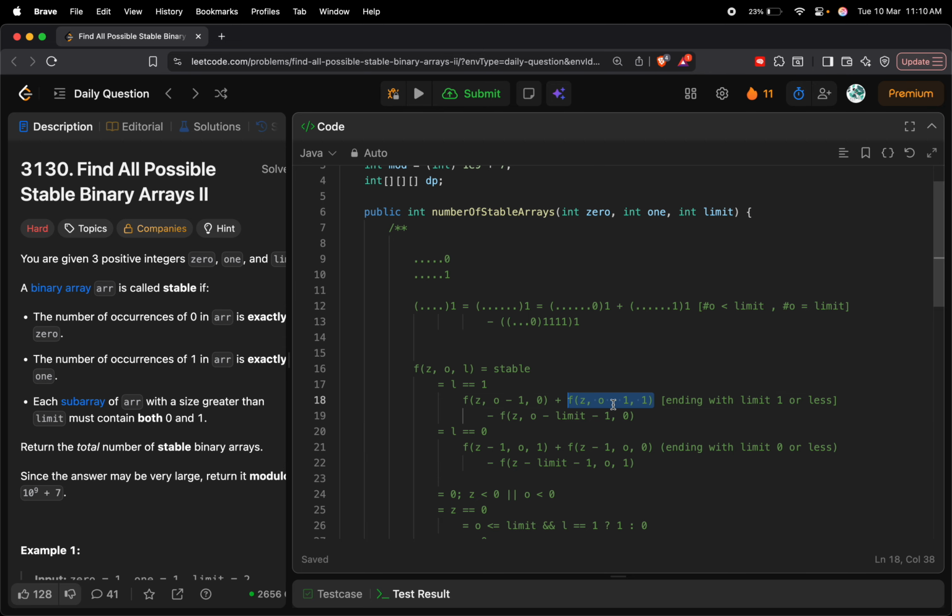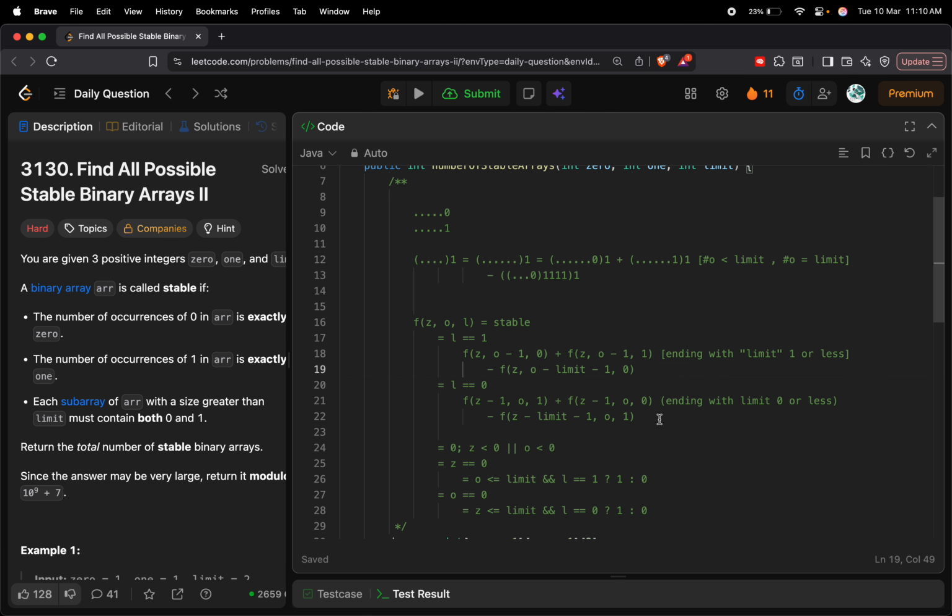Since this also contains endings with ones which is less than or equal to limit, we have to exclude the answer where it is ending with ones exactly equal to limit. So that can be derived from this, right? F of z, o minus limit minus 1, where 1 is the position which we have freezed for the last position, and these were the limit number of ones which we have. So the total number of available ones I have after freezing all these positions is basically o minus limit minus 1, right?